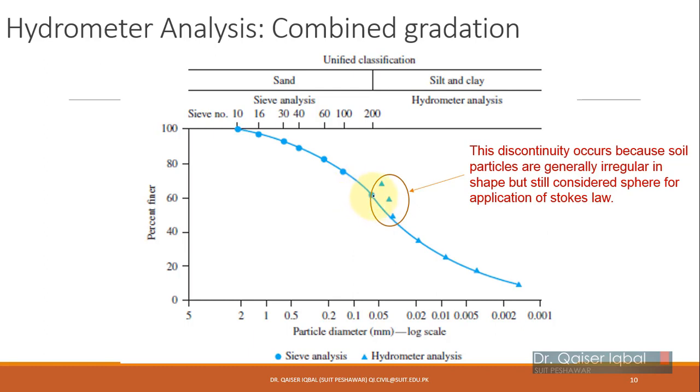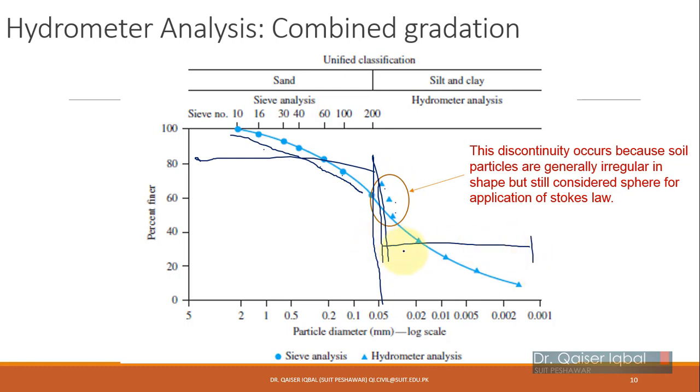Remember, I told you that the particle sizes greater than 75 microns are plotted using the sieve analysis. So this portion is for sieve analysis, shown with the circle. Okay, so these are the particle sizes measured using sieve analysis, and the particle sizes shown by these triangles are measured with the hydrometer analysis over here.